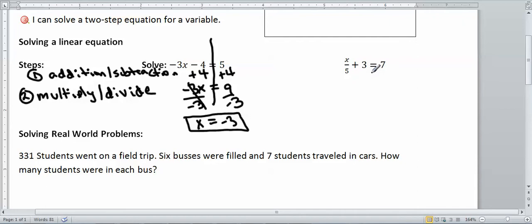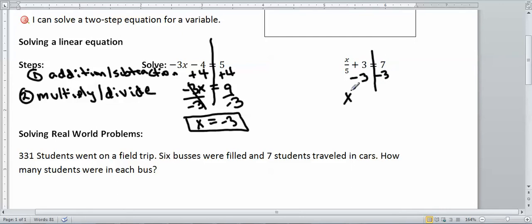Okay, so what you should have done, first thing I need to get rid of is this positive 3. I've got the 5 attached to the x via division, but I've got this added 3 out here. And to get rid of it, I need to subtract 3 from both sides. Okay? Remember, put up the mirror. Whatever I do to one side, I have to do to the other.